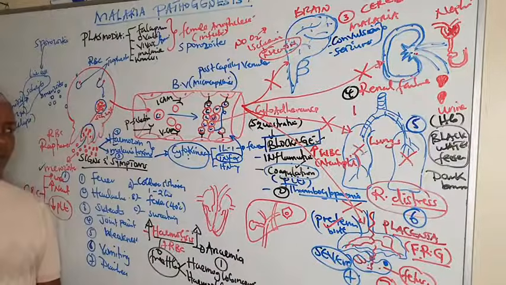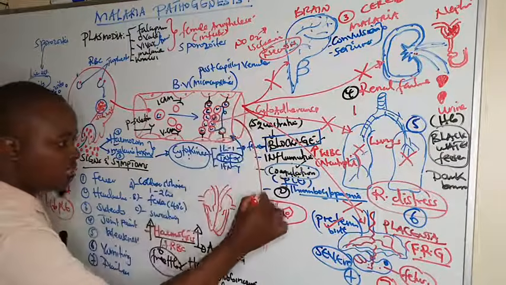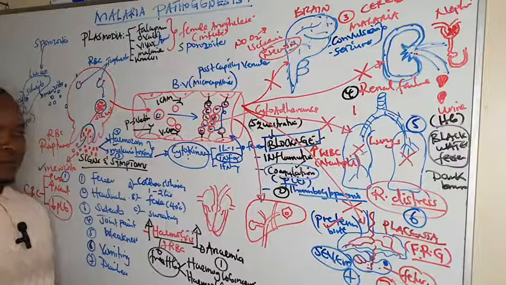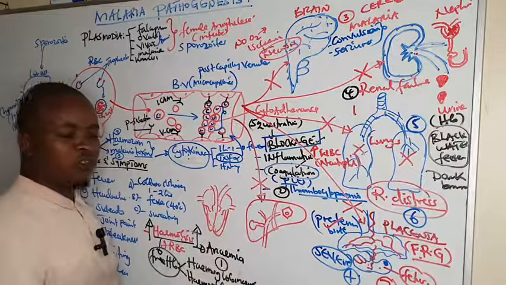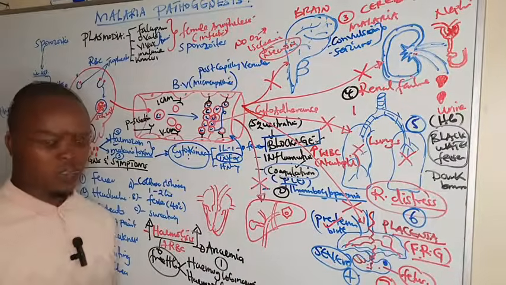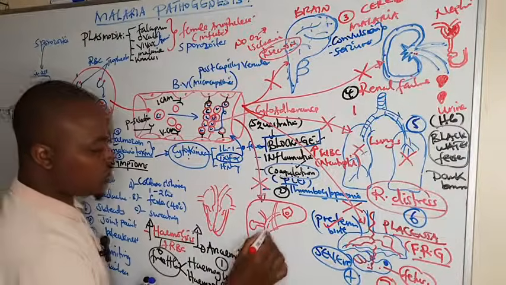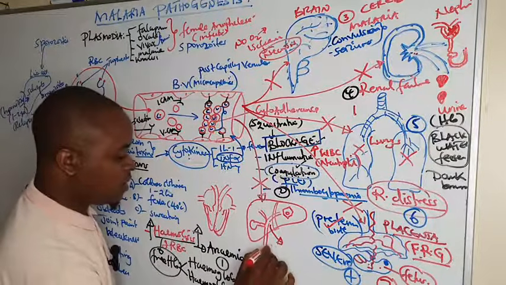seen in malaria. Then what if this vessel is supplying the liver? This is the liver. So lack of oxygen is going to lead to ischemia, ischemic liver disease and liver necrosis, and it can result in a symptom known as hepatomegaly.